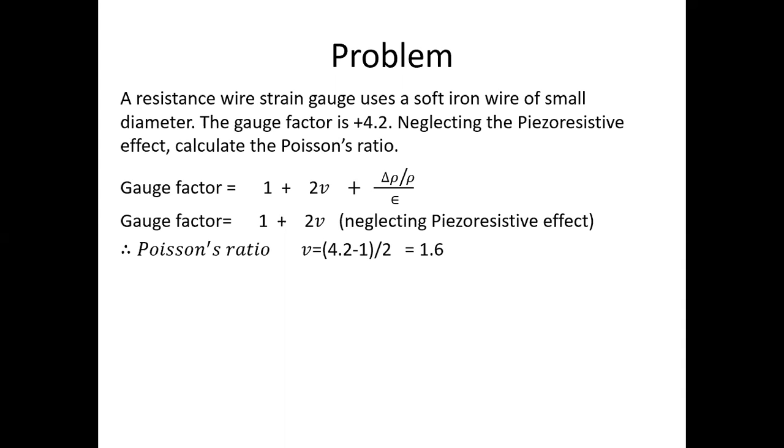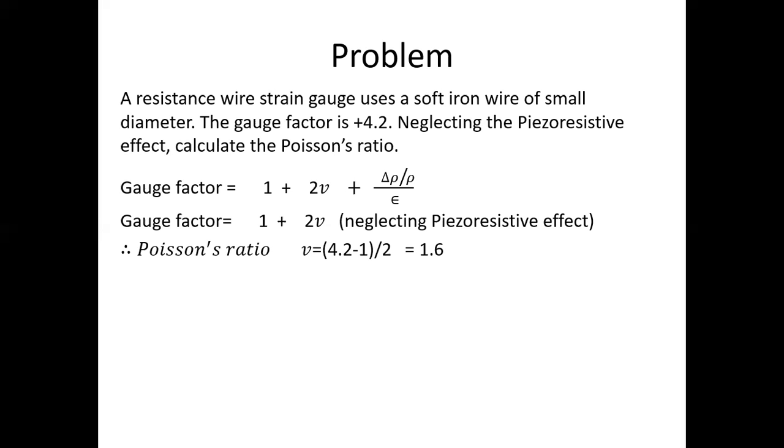The problem is: a resistance wire strain gauge uses a soft iron wire of small diameter. The gauge factor is plus 4.2. Neglecting the piezo-resistive effect, calculate the Poisson's ratio. Means, the only thing given is the gauge factor, plus 4.2, and we have to calculate the Poisson's ratio.